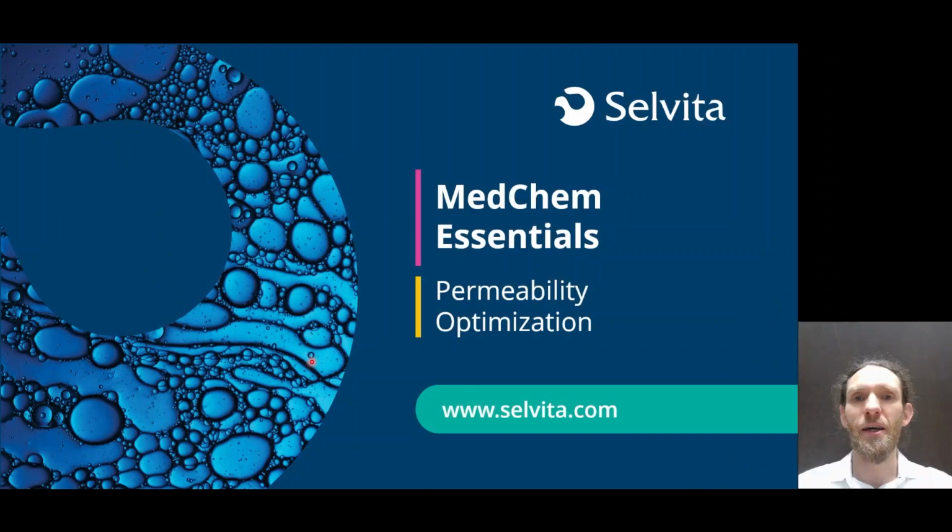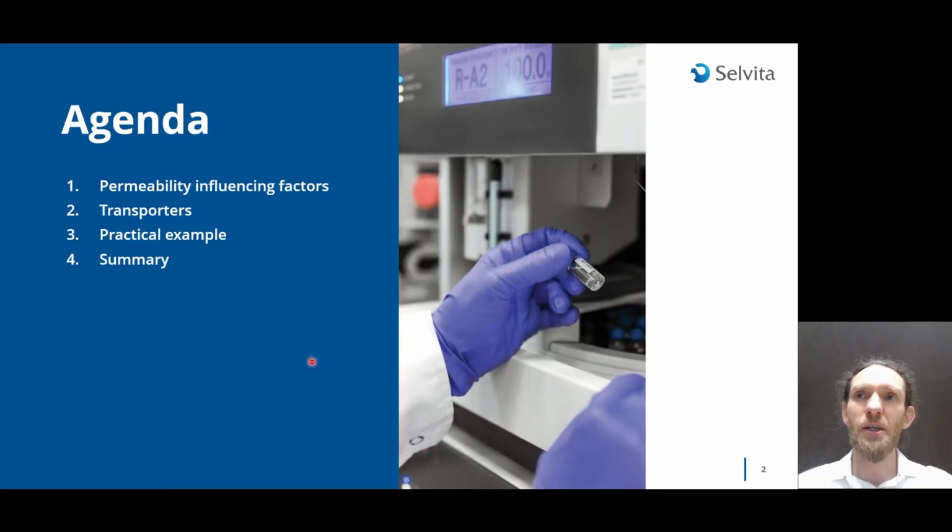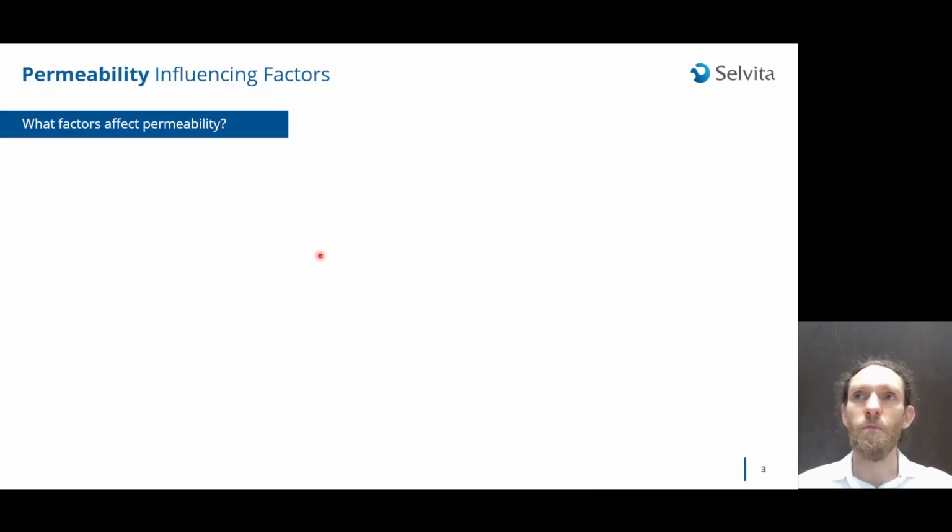Today we will continue talking about permeability with the focus on permeability optimization. To begin with, we need to introduce permeability influencing factors. Then we will discuss how transporters affect permeability and some practical examples, topped with a summary. So, what factors affect permeability?